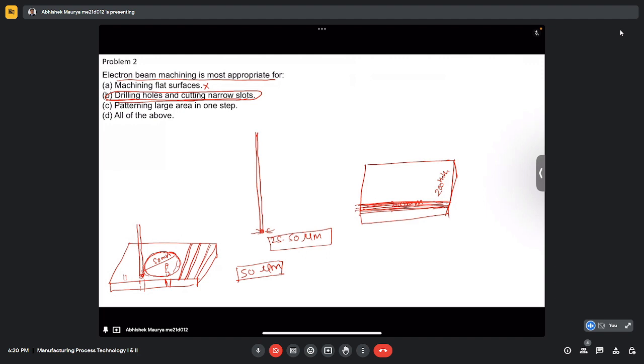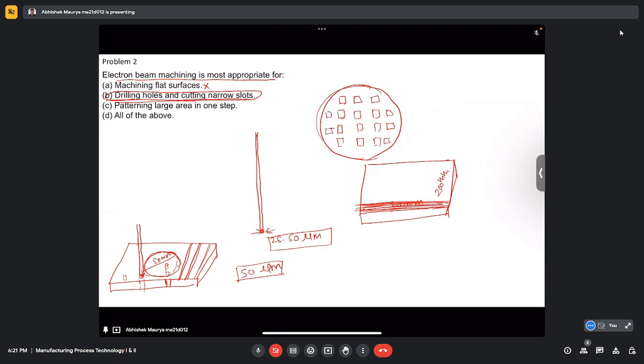And this, patterning a large area in one step. So the patterning process is mostly used, as I am aware, in the semiconductor industries, where we have a big wafer. Suppose this is the silicon wafer, and here we have to do some machining, we have to create some pattern so that we could make some shapes which are used by the electronics engineers.